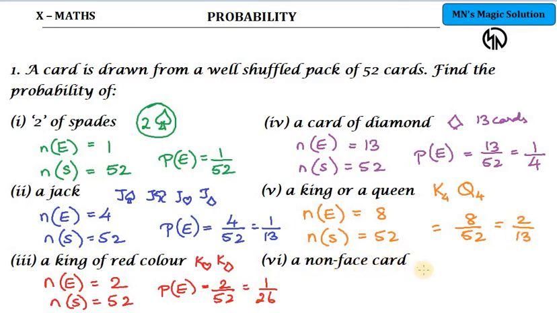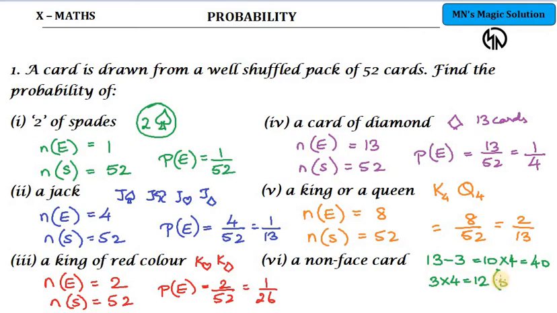A non-face card. Out of the 13 cards in one set, 3 cards are face cards, so 10 in one set. Totally there are 4 such sets, so it will be 40 cards which are non-face cards. Or you can say there are 3 face cards in each set, so totally 12 face cards are there.